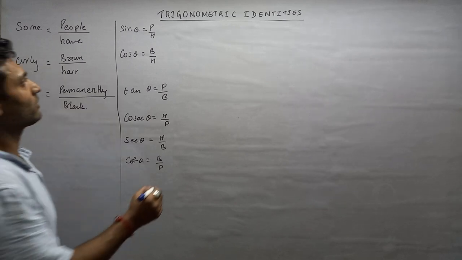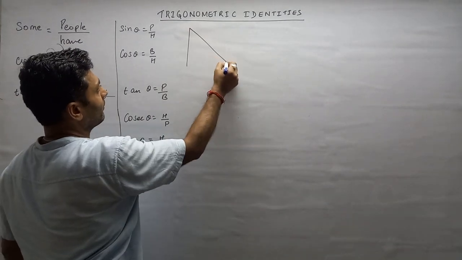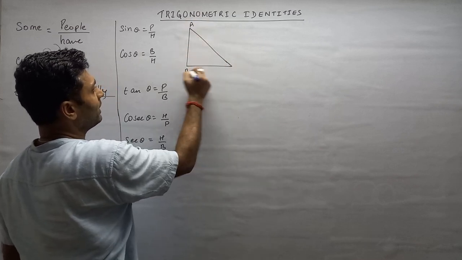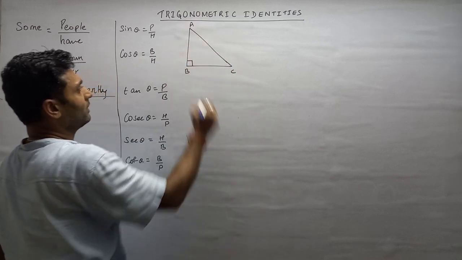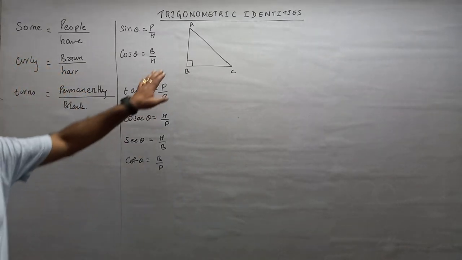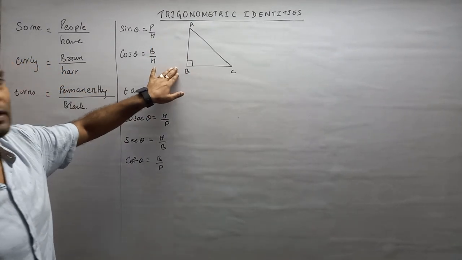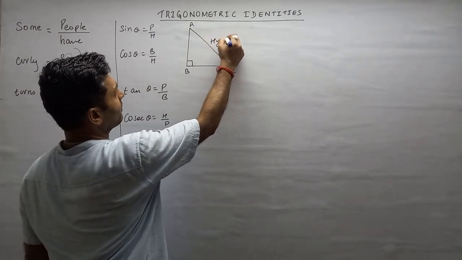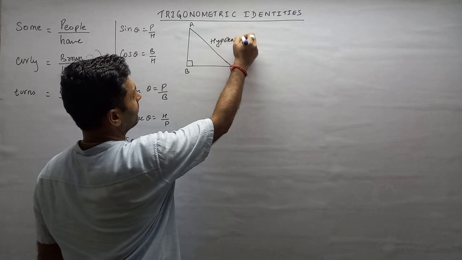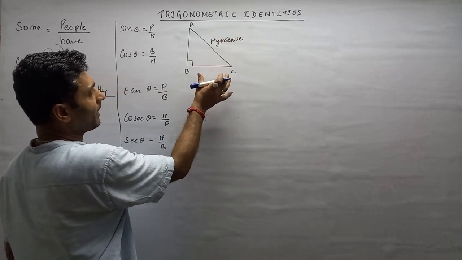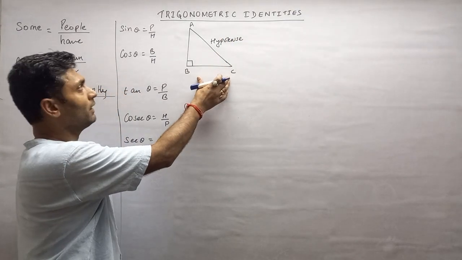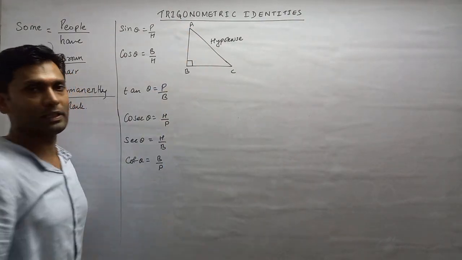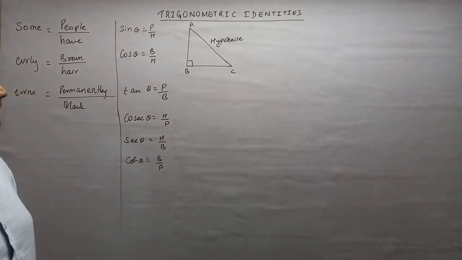Now we'll see the right angle triangle. So this is the right angle triangle. This is A, B, C. This is the 90 degree. This triangle ABC is right angle at B. This is called the hypotenuse. Right? And BC can be the base or it can be perpendicular. AB can be the base or perpendicular depending upon the theta, the angle which we consider.